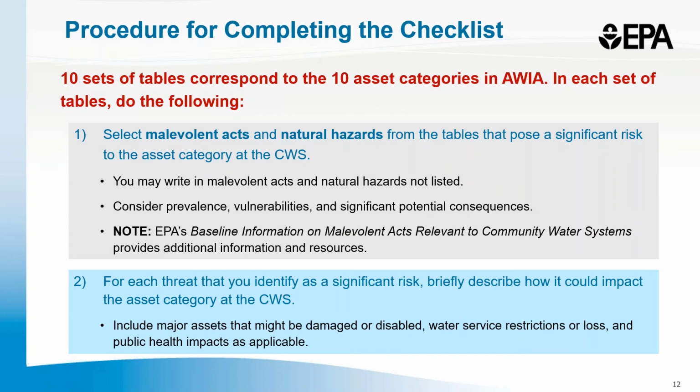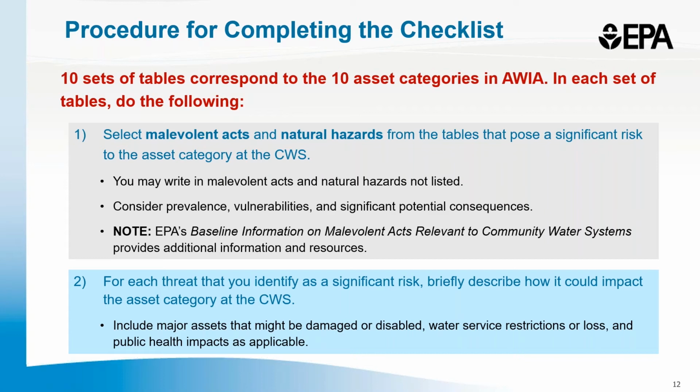So the small systems checklist has 10 sets of tables corresponding to the 10 asset categories in AWIA. In each set of tables, you select for your particular area and utility the malevolent acts and natural hazards from the table that pose a significant risk to the asset category. So earthquakes may be a big deal or be selected for California water utilities, but not hurricanes. Whereas if you go to North Carolina, it might be the reverse of that. You can also write in any acts or hazards that aren't listed.